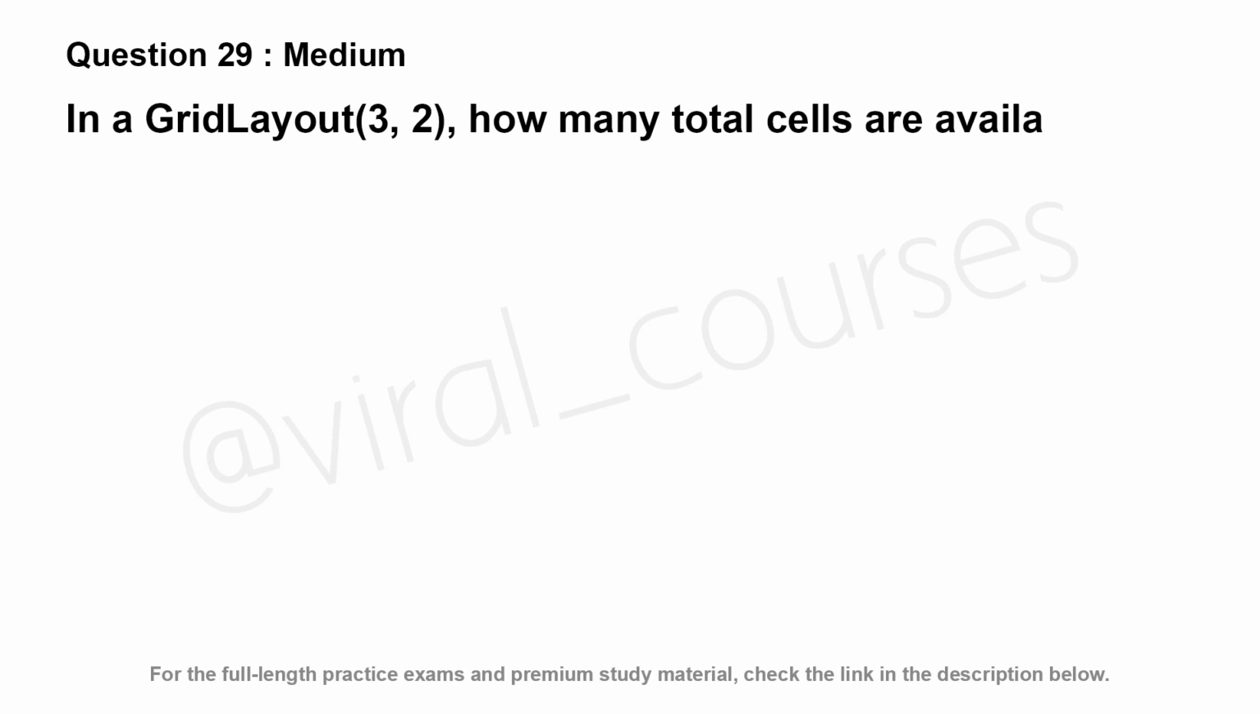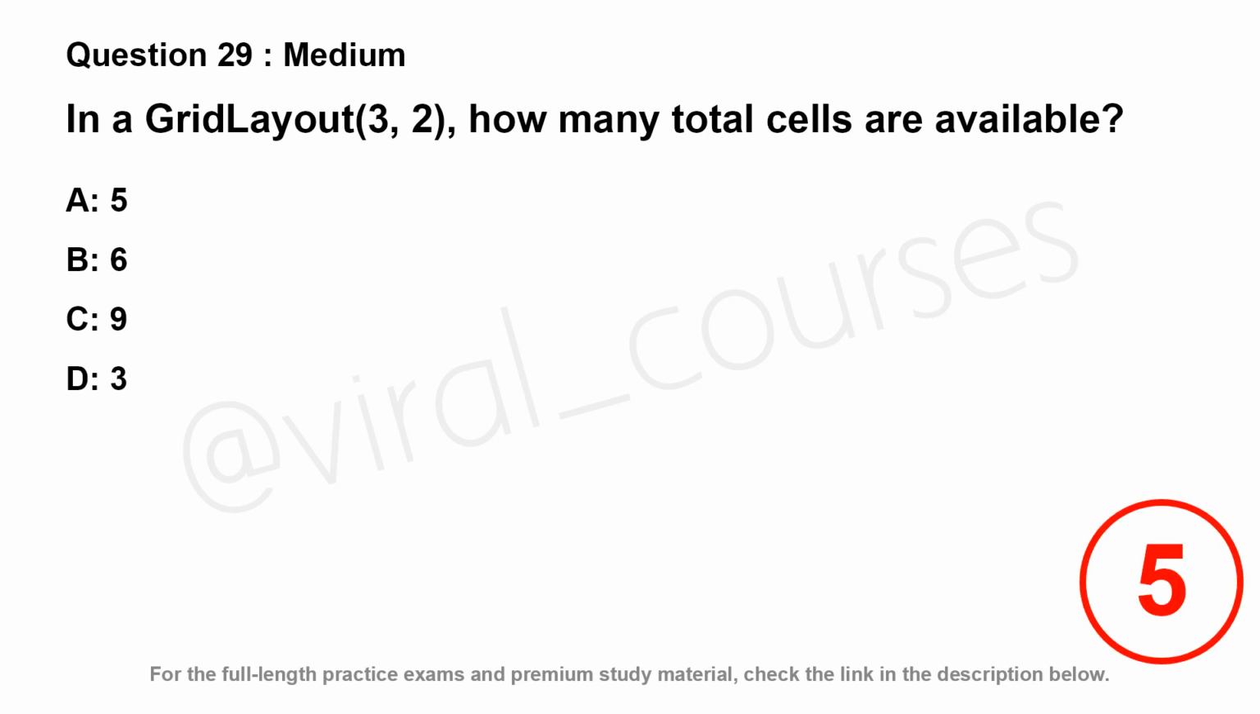In a GridLayout(3, 2), how many total cells are available? Option A, 5. Option B, 6. Option C, 9. Option D, 3.